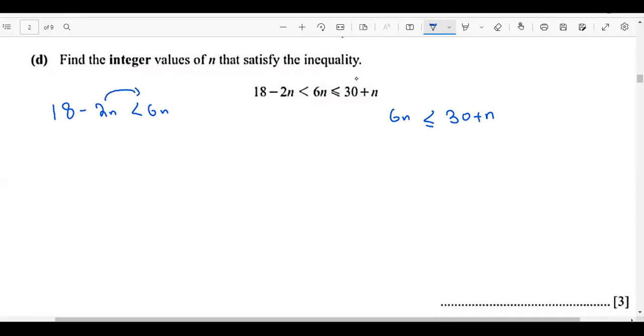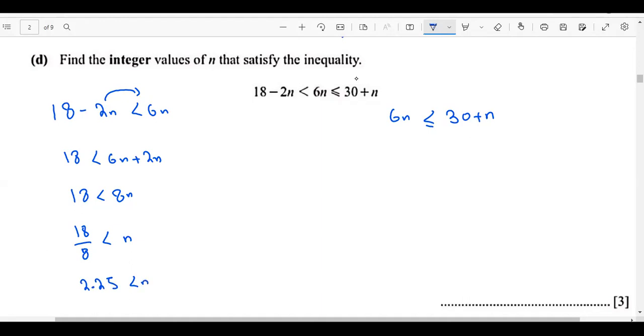I can take the 2n to that side. So 18 is less than 6n plus 2n, and 18 would be less than 8n. So n is greater than 18 by 8. Okay. Now you can simplify this 18 by 8 so you know the decimal number exactly, and that would be 2.25. So n is greater than 2.25.